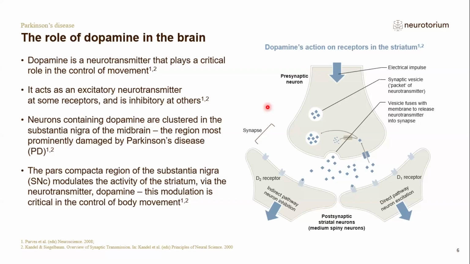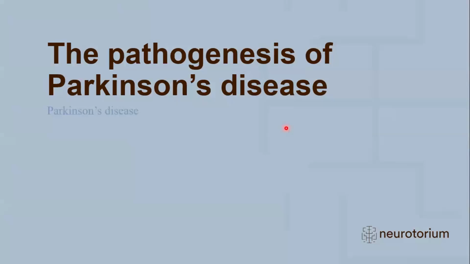And what we need to know is that most of the dopaminergic neurons are in the substantia nigra, which is found in the midbrain. And this is what Charcot found out, that it is the most affected area in Parkinson's disease. And the pars compacta we have seen in the direct pathway, it does modulate the activity of the striatum as well as the reticulata. And this modulation is very important, okay?